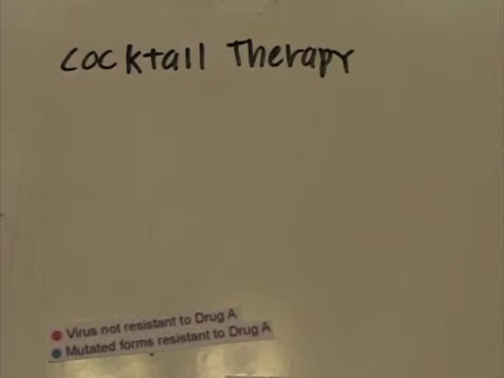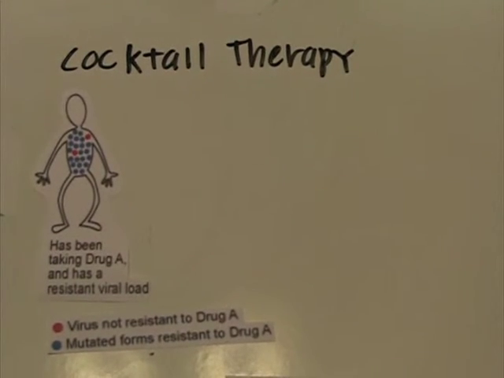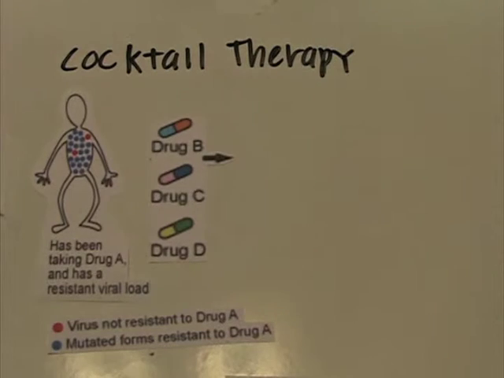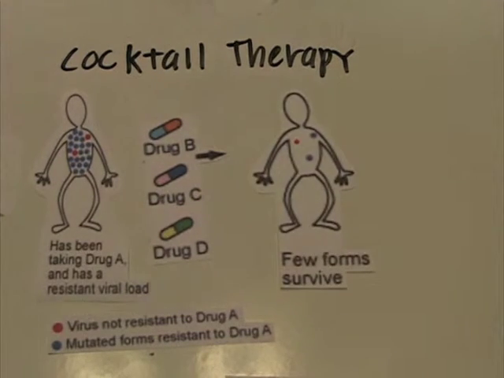Person 3 has been taking drug A and has a resistant viral load. Cocktail therapy can be administered by giving drugs B, C, and D, and few forms survive.